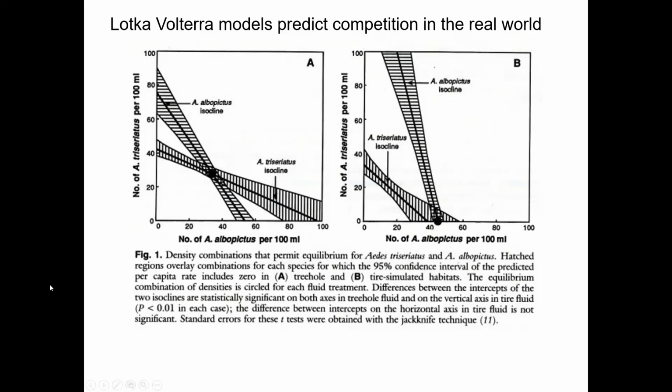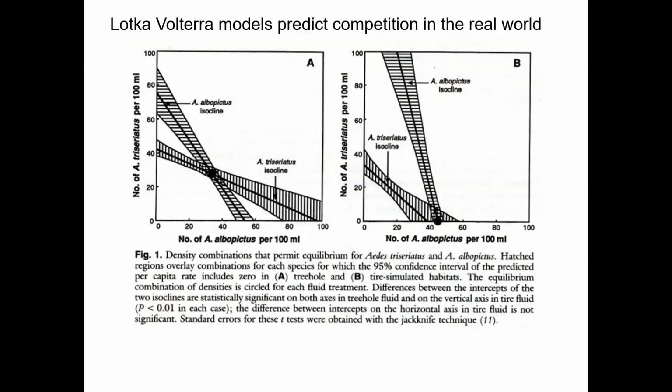Now, on the left, you see the interaction between triseriatus and albopictus in tree holes. Notice that there's a stable equilibrium here. So they do coexist, but albopictus cannot achieve really high densities because triseriatus is able to coexist with it and use some of the resources. So if they're only using tree holes, you'll have relatively low densities of this vector of dengue fever.